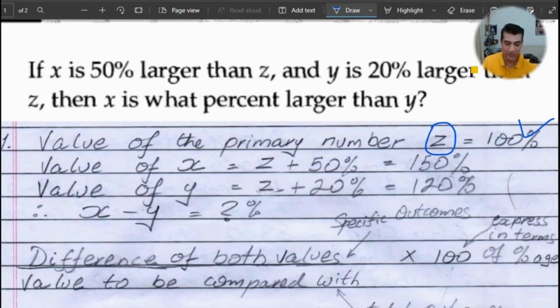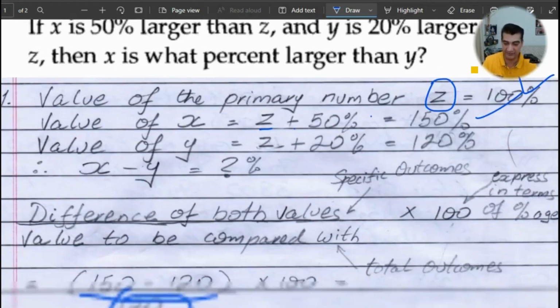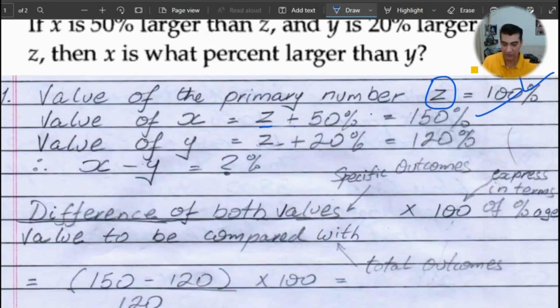And the value of x would equal z plus 50%, which would be 150%. Followed by the value of y, which would be z plus 20%, which would be 120%. So now the question asks us, what is x minus y?